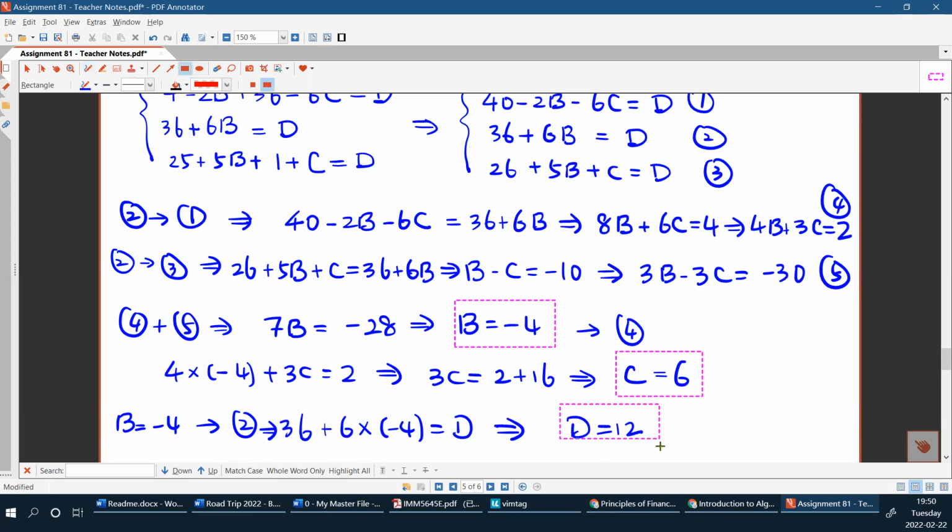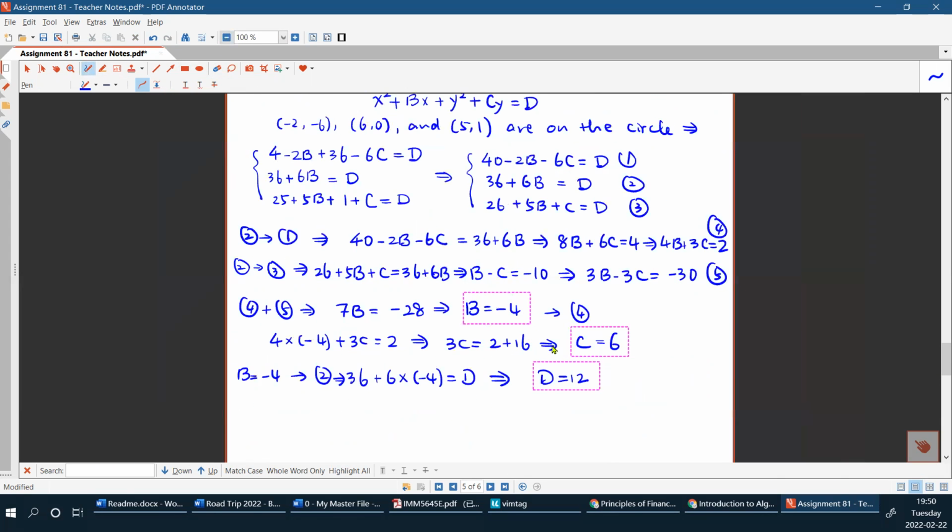Okay, so that means we have successfully solved all b, c, and d. All the three coefficients are determined, therefore the equation of such a circle is x squared plus bx, means -4x, and plus y squared plus cy, plus 6y equals d, which is 12, right? Well, that's the final solution.